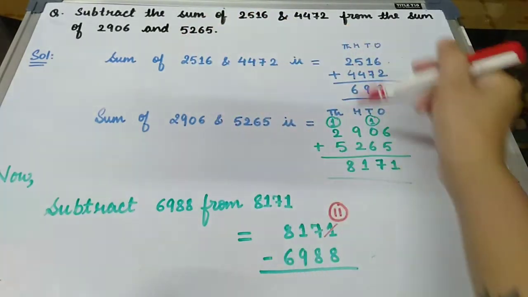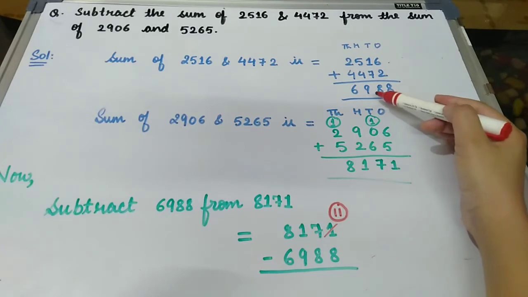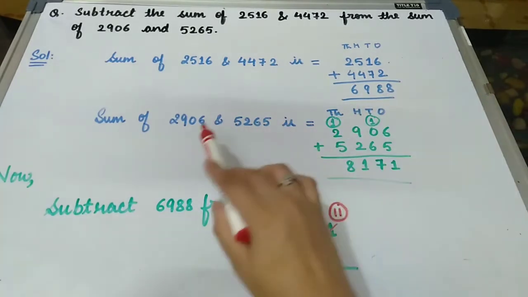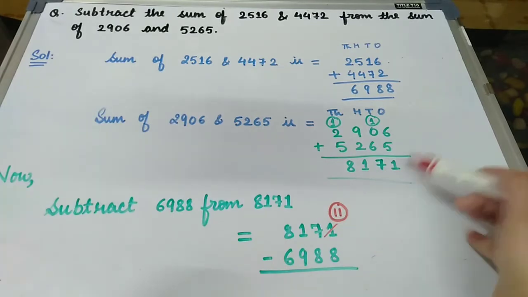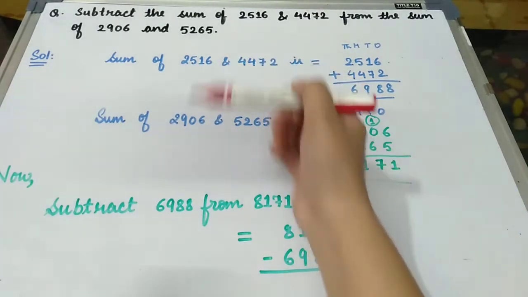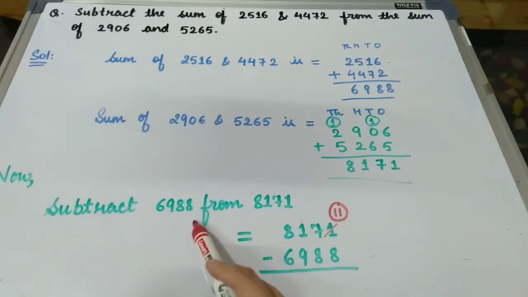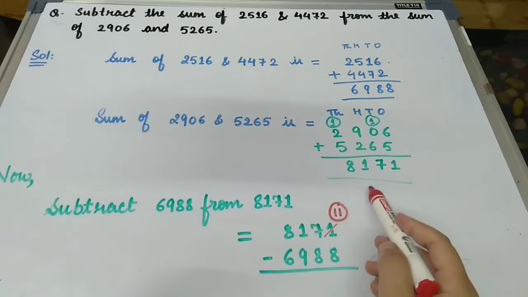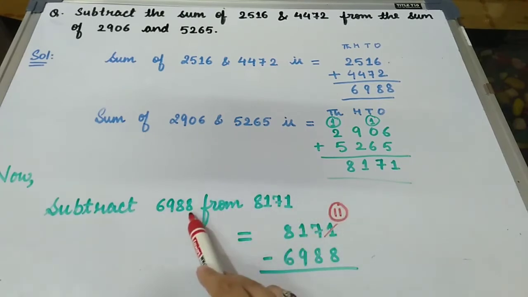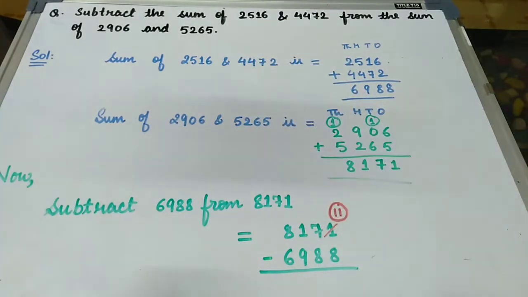Sum means हमें add करना है. तो पहले हम इन numbers को add करेंगे. We will get 6988 and sum of these numbers is 8171. Now according to the question we have to subtract 6988 from 8171. रिमेंबर दिस थिंग, बिगर नंबर में से ही स्मॉलर नंबर को सब्ट्रैक्ट किया जाता है. सो दीज स्टेटमेंट यू हैव टू राइट.